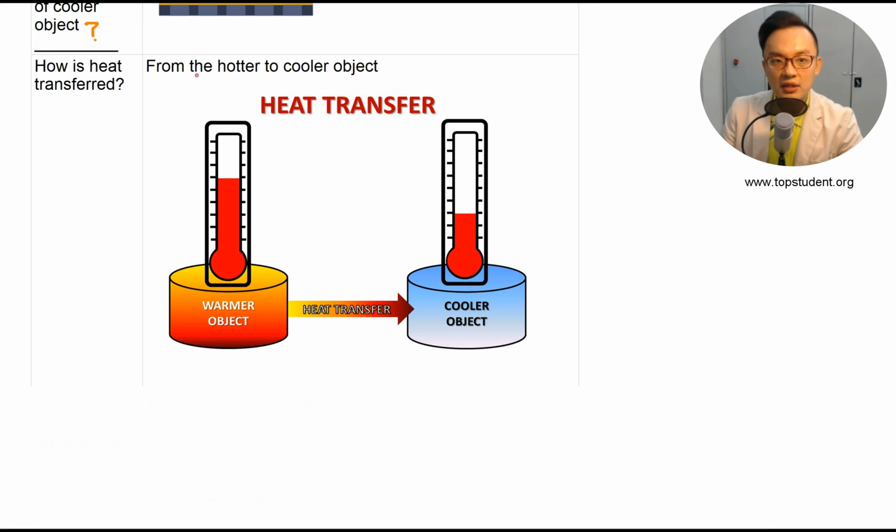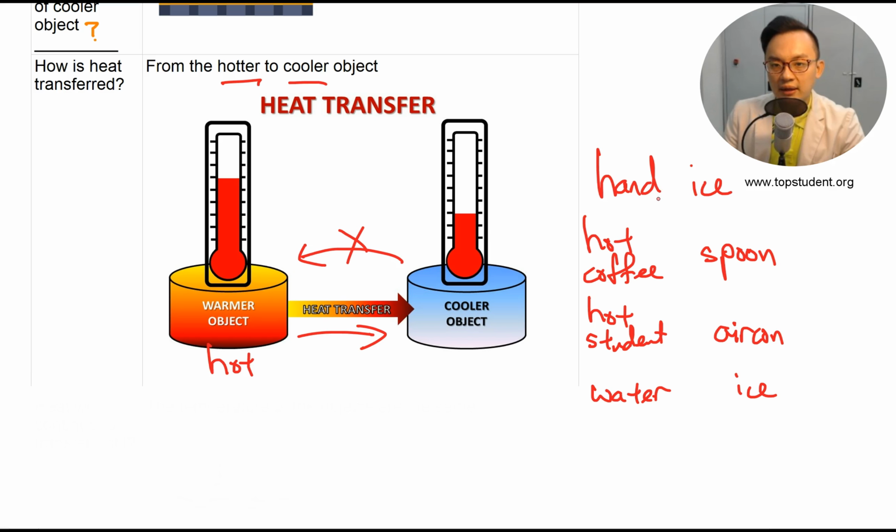How is heat transferred? It's transferred from the hotter to the cooler. So always remember, from the hotter to the cooler, never ever from the cooler to the hotter. If you have a warmer object here and a cooler object, heat is always transferred in this way, and not in this way. A lot of questions will ask you which direction the heat is going to transfer, so it's always this way. So let's look at some examples.